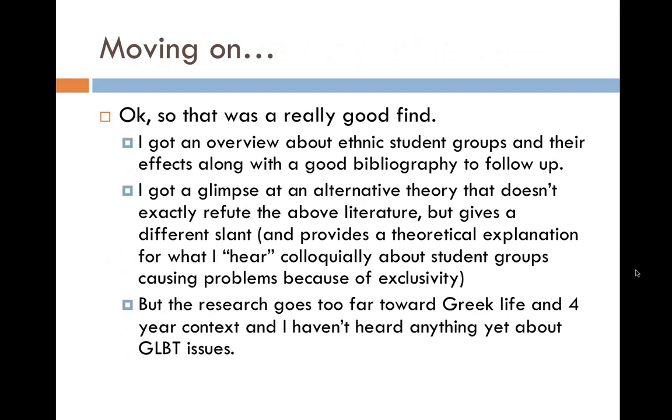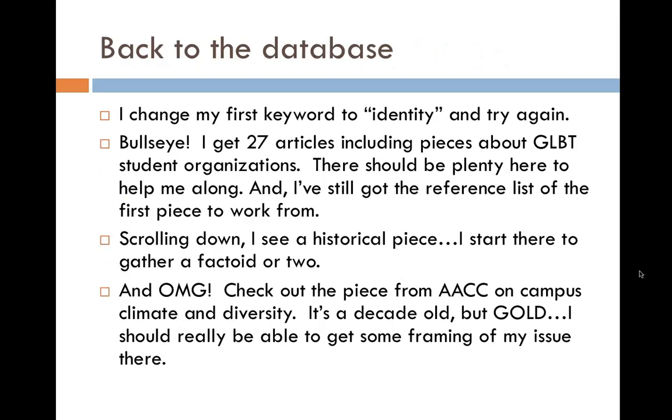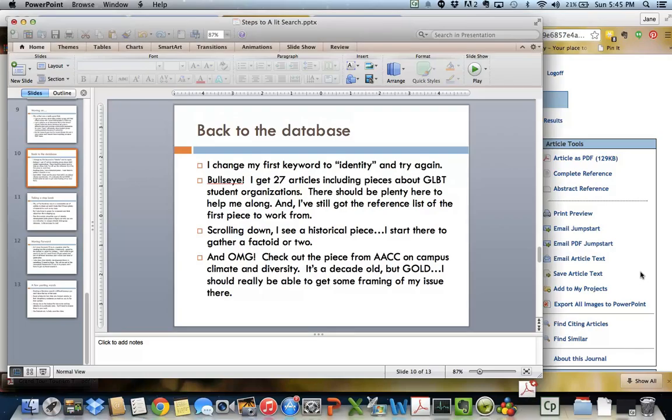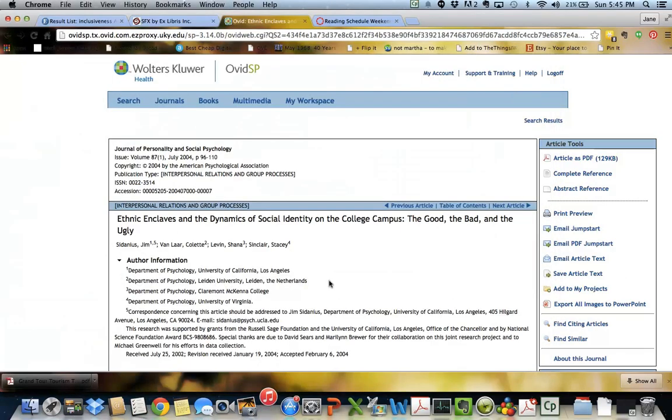But the research was really about Greek life on a 4-year campus, and we were interested in 2-year campuses, and there was nothing about GLBT issues. So it was helpful, but not great. The helpfulness is that it gives us a new way to do the search, to change the first keyword of inclusiveness to identity, and then try again. So let's back out and take a look at what that does.